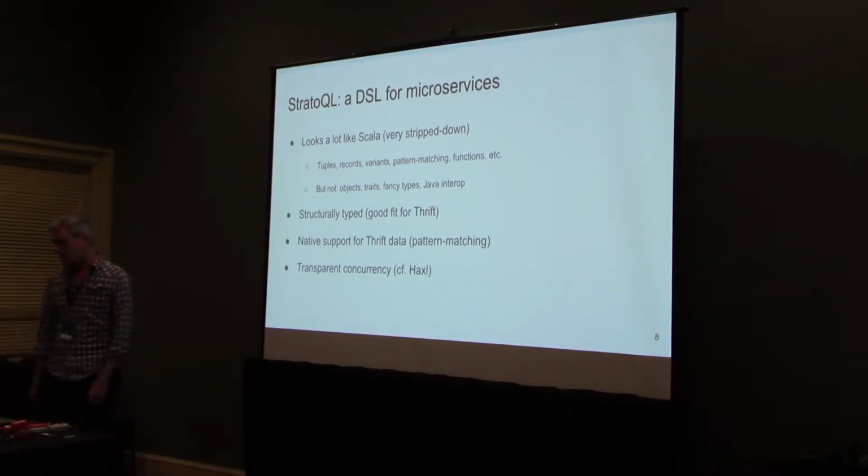In contrast to Scala, this language is structurally typed, again, because we're talking about lots of different communicating systems. This is a good fit. And we have native support for Thrift data. If you've used an RPC system, it's pretty typical to write down your RPC interface and then compile out stubs in different languages that want to talk to each other. There's always some little impedance mismatch there. It doesn't always work that well. But because we're really focused on this domain, we build the Thrift type system directly into our type system. So any Thrift type is also a StrataQL type, and you can work with it directly. You can pattern match on it directly. And again, we have this idea of transparent concurrency, so you don't have to think too much about asynchronous. So let me give you an example of that.